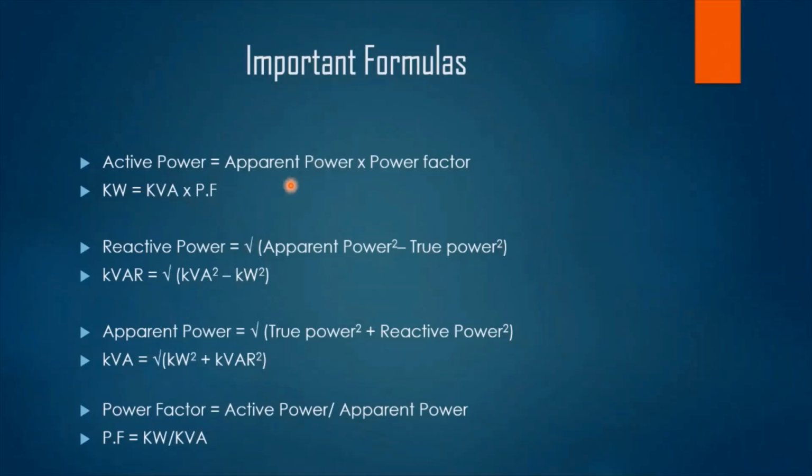Important formulas. In order to size a capacitor bank, we should know these formulas because we are going to use them while calculating and sizing the capacitor bank. First, the active power formula, which equals the apparent power times the power factor. Then reactive power, which is the root of apparent power squared minus true power, or the active power, squared. And the apparent power, which equals the root of active power squared plus the reactive power squared. And finally, the power factor, which we already know equals active power over the apparent power.